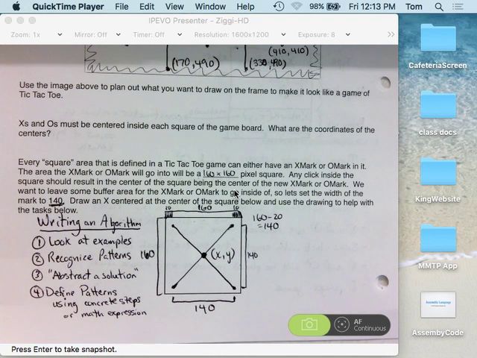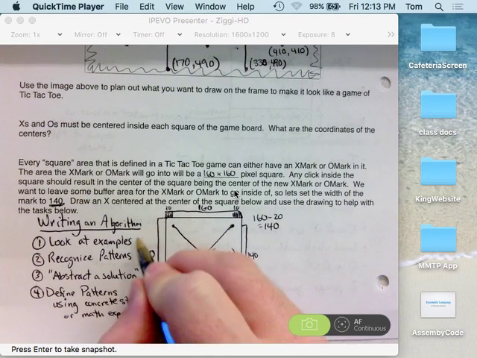So what we're trying to do is figure out how we are going to draw an X. Okay? And the only thing we know about X right now is that it has an X and a Y position, and that its width and height are both equal to 140. Okay? So let's look at a more concrete example, because that's step one, right? We're going to look at some examples.